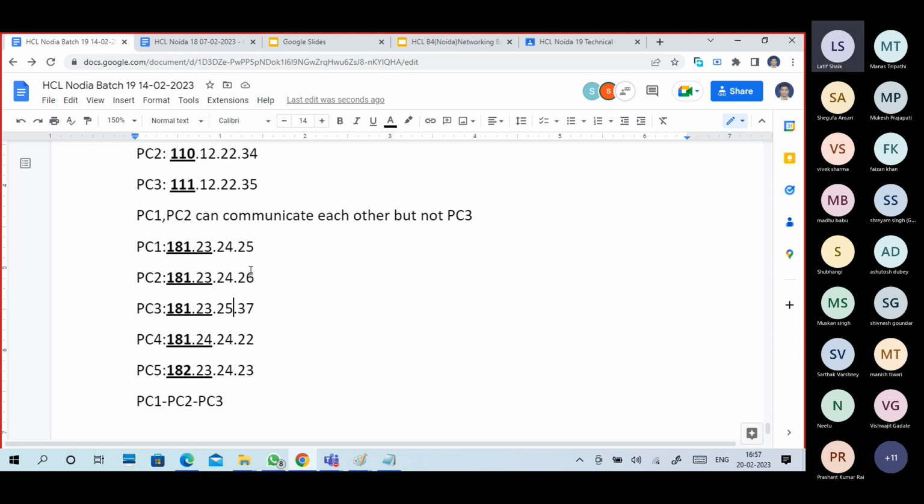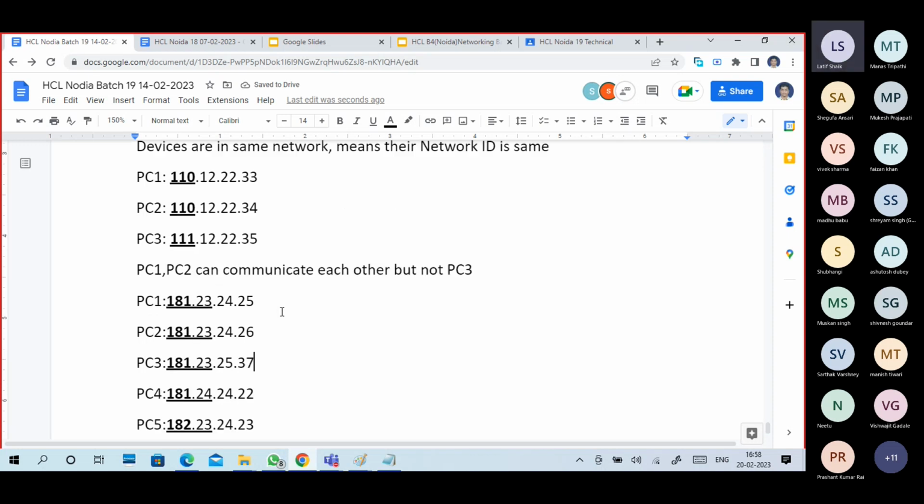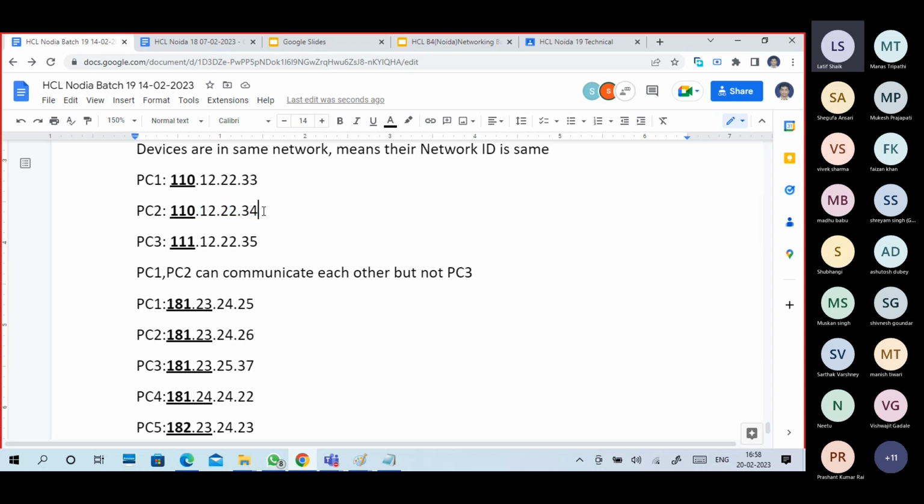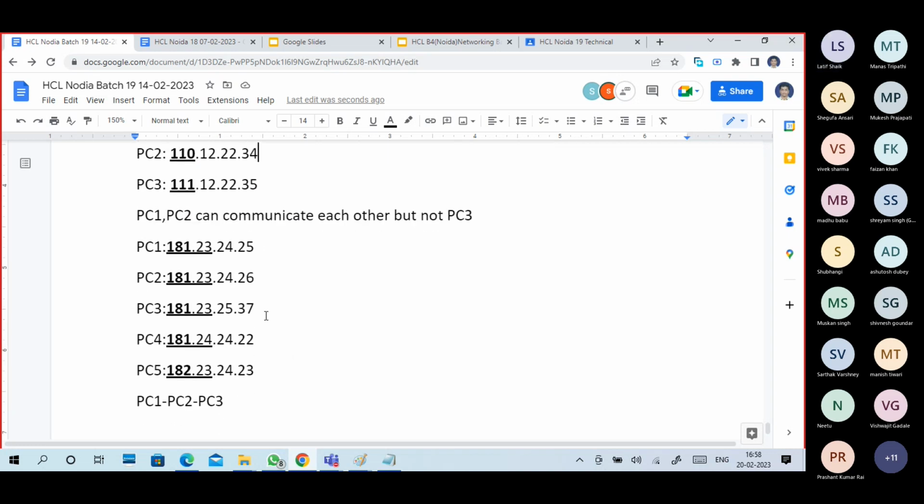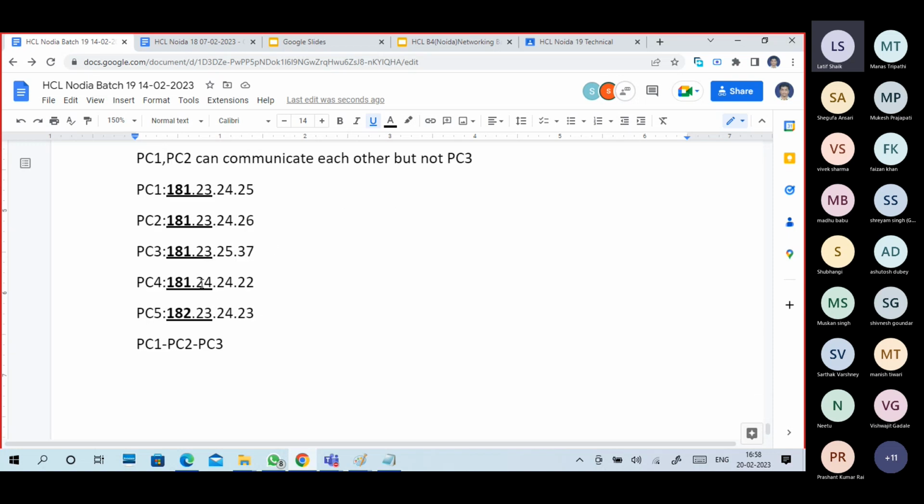Already I told, it can be the same or different. One difference is enough. Okay. For example, you take this one and put a 26, also no problem, because there is a difference here. One difference is enough, or the whole host portion can be different, or one of the host portions can be different. So these three can communicate with each other because their network portion is the same and the host portion has some differences. That's a good thing. And if you come to this one, this is 24. So here you have to mark some color on it.